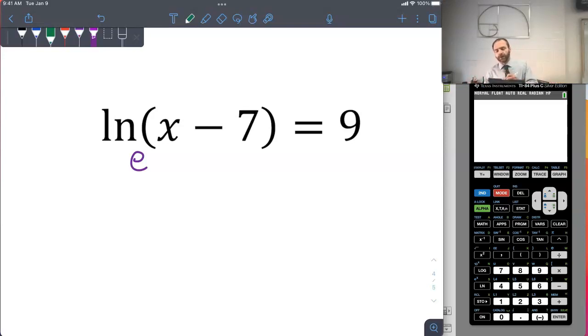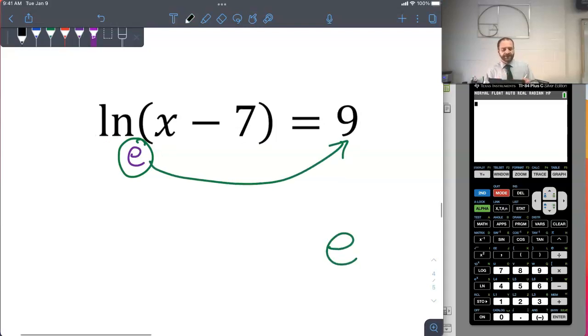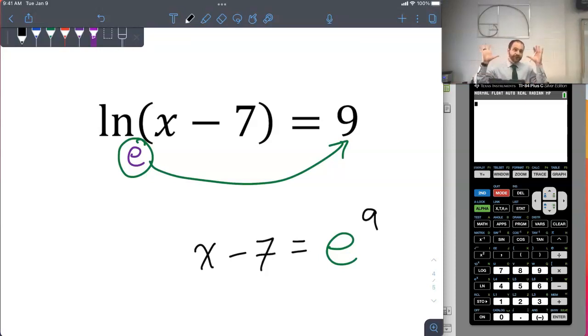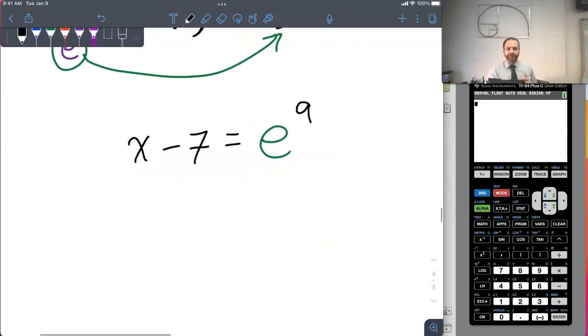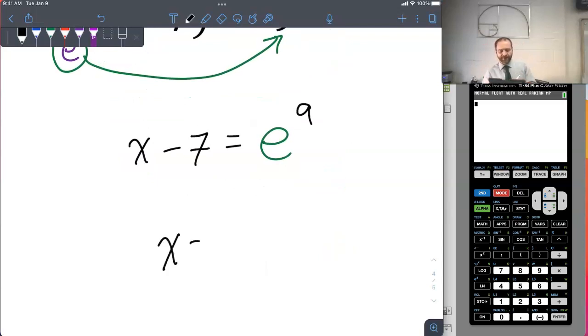Or we could bring back from the beginning of the video the bump it technique. Take the e, bump the power up. E to the 9th power equals x minus 7, because I converted to exponential form. The log goes poof and disappears. Well, this isn't bad. X equals e to the 9th plus 7. I add 7. And there's no calculator. I'm looking for the exact answer, and that's it.